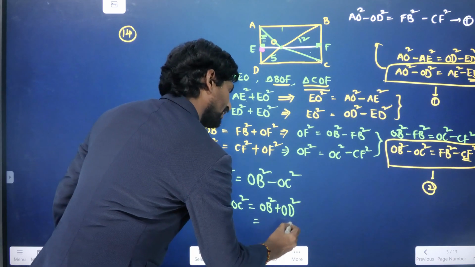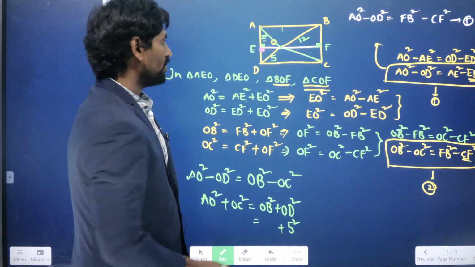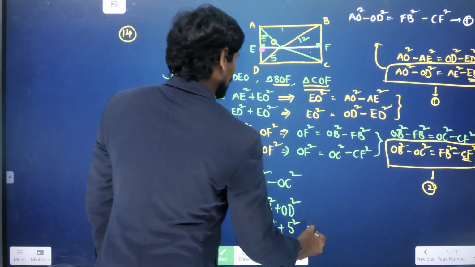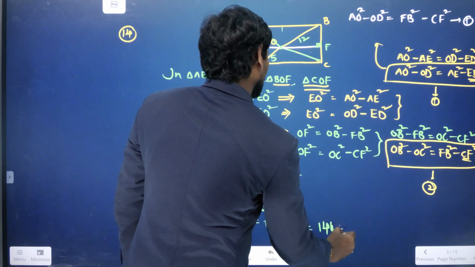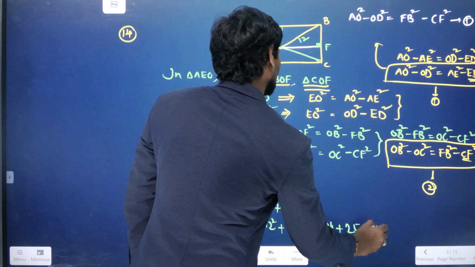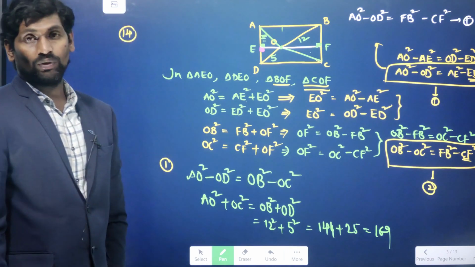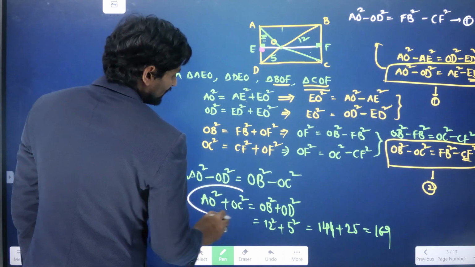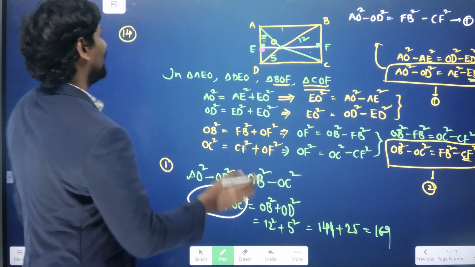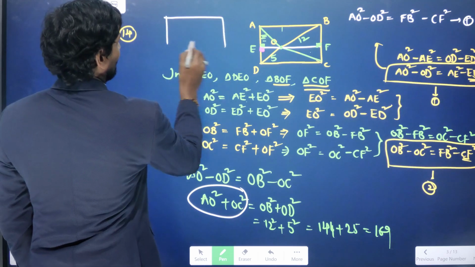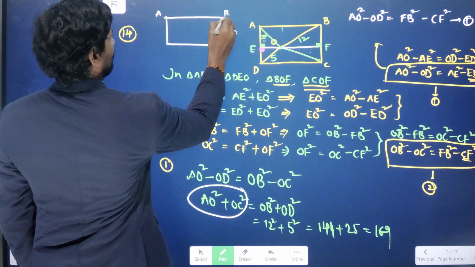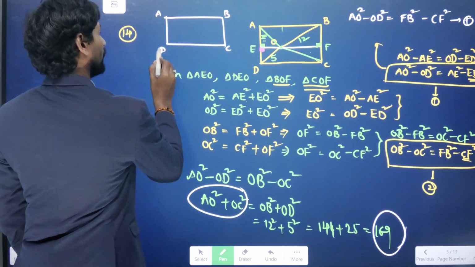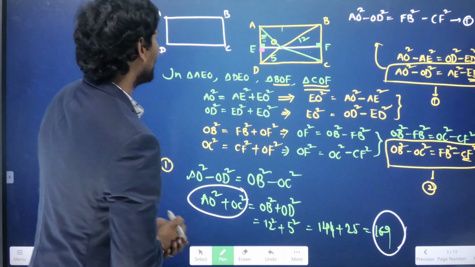We know already OD value is 5. So in the place of OD I can write 5 square. In the place of OB I can write 12 square. 12 square value is 144, 5 square value is 25, nothing but 169. Here we are asked about OA square and OC square only. So 169 is the answer.